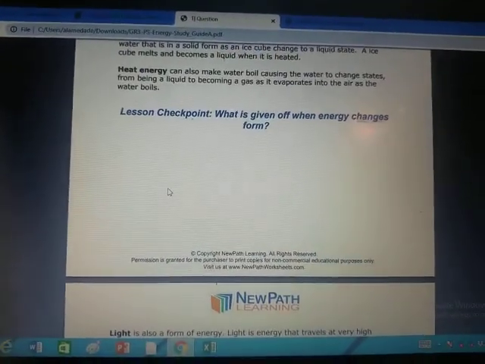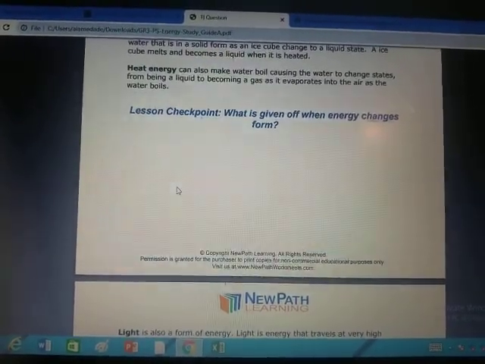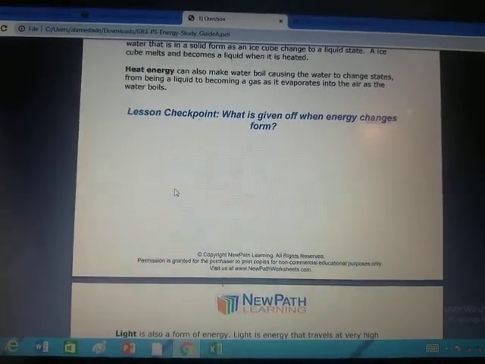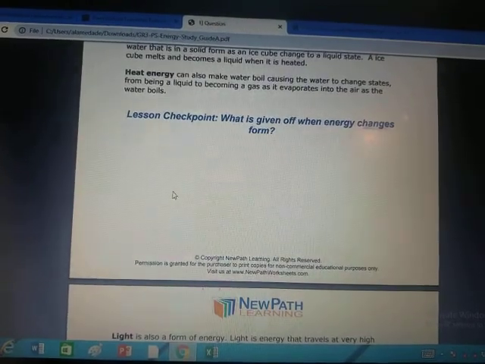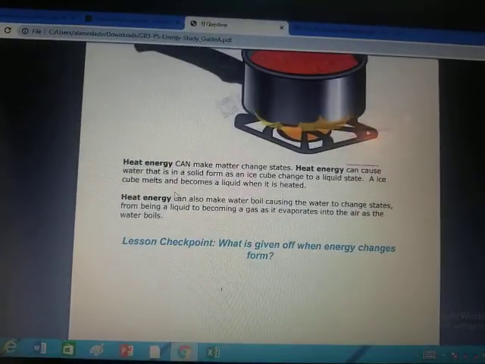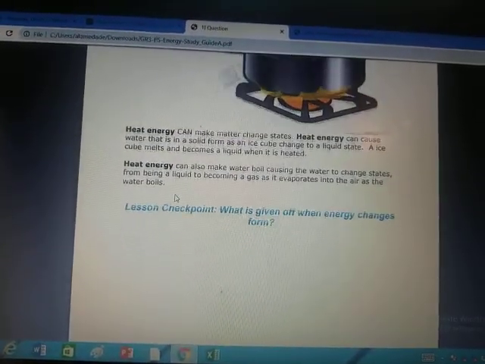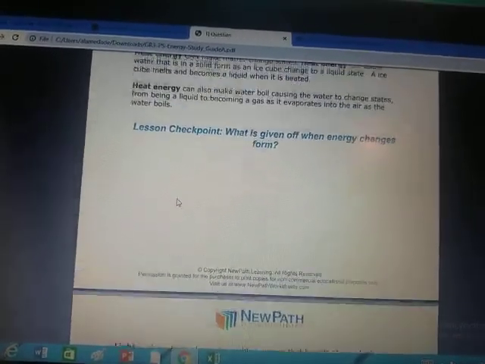Here's another question. What is given off when energy changes form? What is given off when energy changes form? Again, you can find everything in this paragraph.